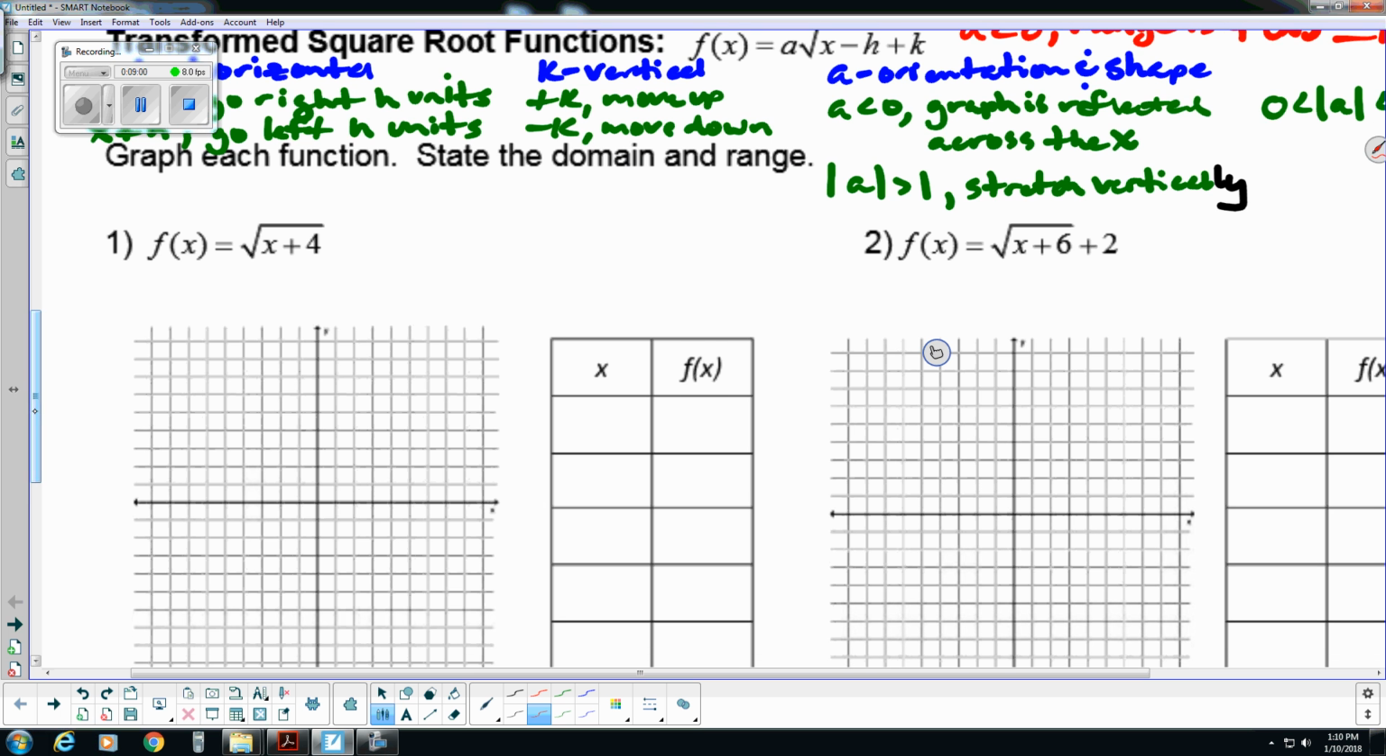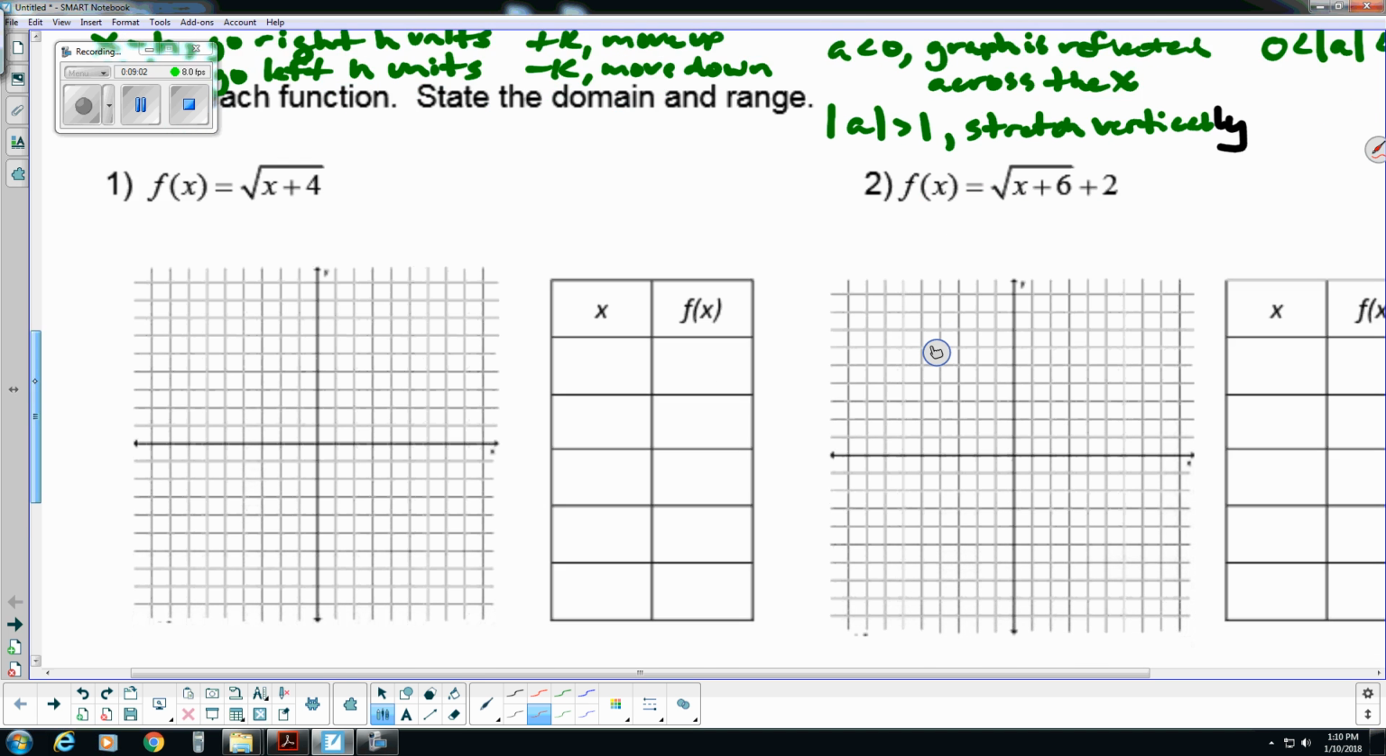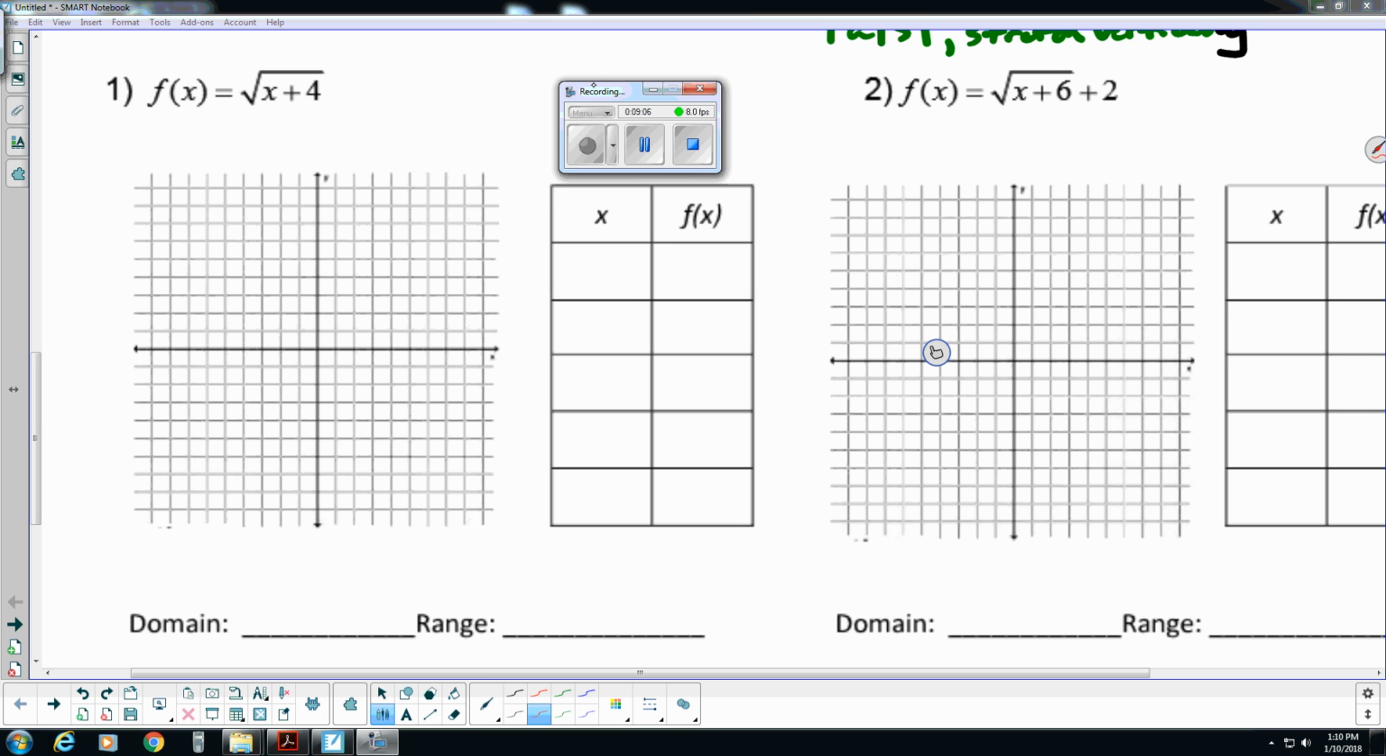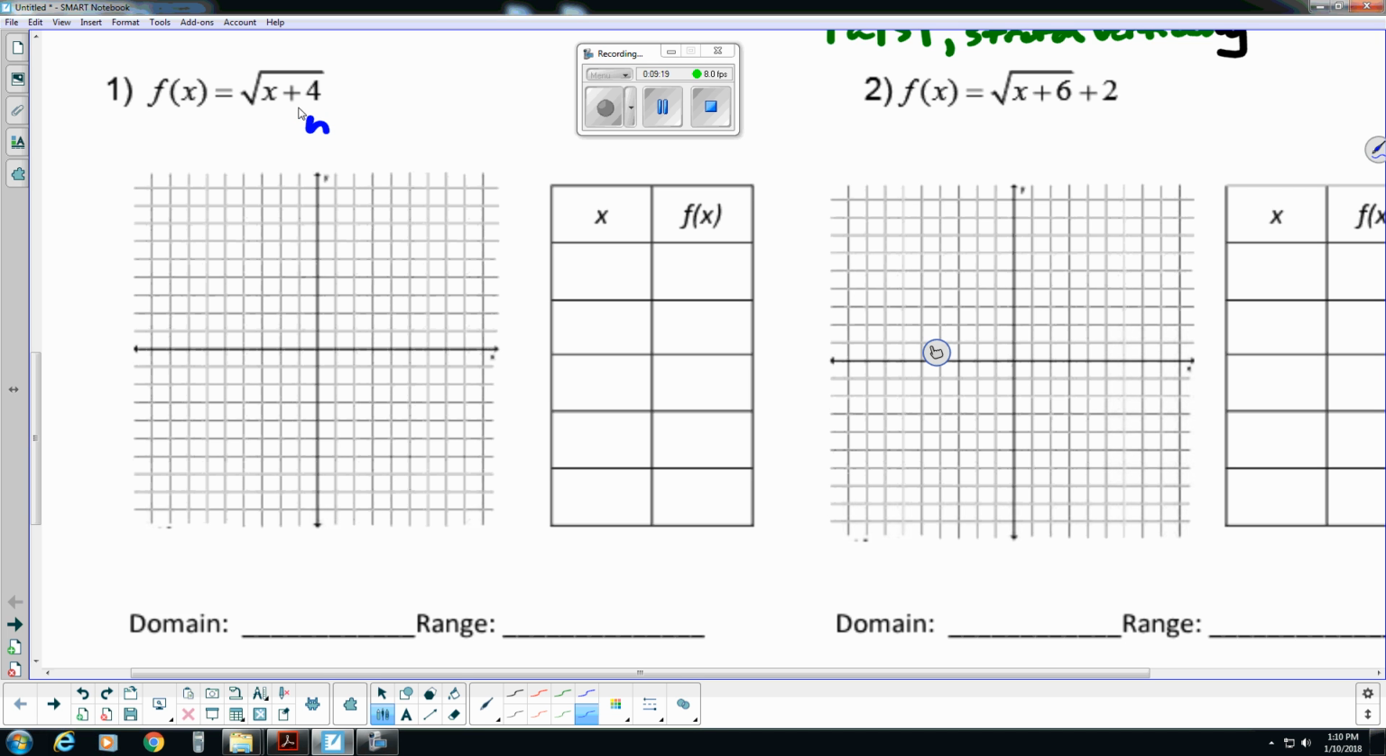Graph each function and state the domain and the range. We're going to state the domain and the range right off the bat. So f of x equals the square root of x plus 4. Now, what you don't see here is A and K. This is H. Plus 0, so K is 0, and then A is the coefficient of the radical sign, and when you don't see one, it's 1. 1 times that radical sign.